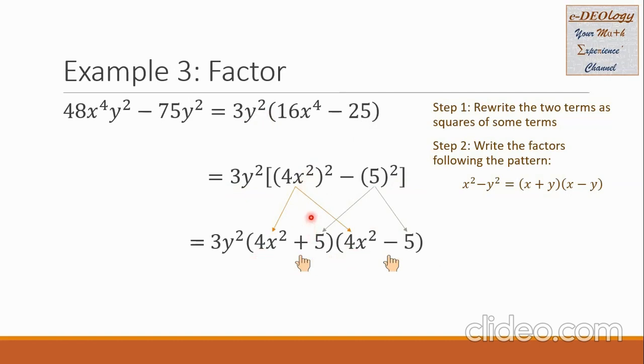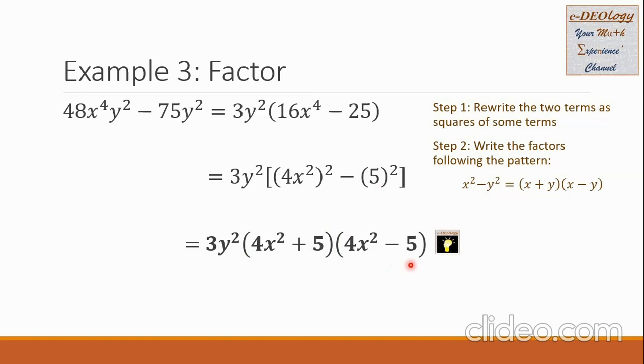And then for the signs, we will have the plus and minus. And for the second term of the binomials respectively, it will be this number 5. It's now here and also here. So our final answer is this 3y squared times the binomial 4x squared plus 5 times the binomial 4x squared minus 5. And this is our final answer.